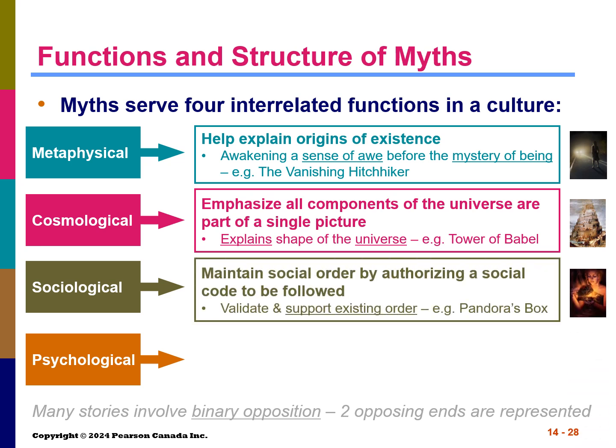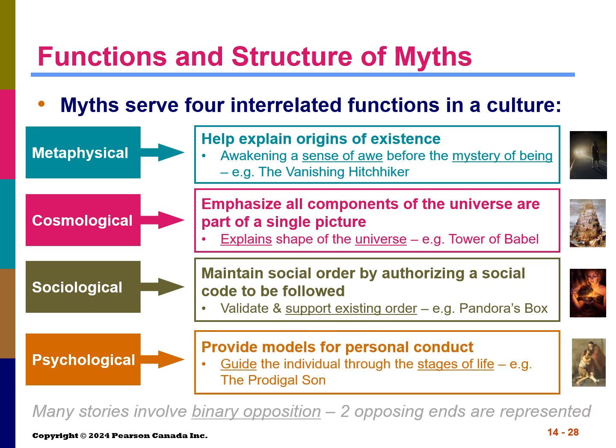The sociological function helps maintain social order by authorizing a social code to be followed. It validates and supports the existing order. For example, the story of Little Red Riding Hood's reinforcement of respectable conduct for promiscuous women of the day. The story of Pandora's box is another example of the sociological function, perhaps encouraging the young to do as they're told. Zeus had told Pandora not to open the box, but she did, and unleashed sin on the world.